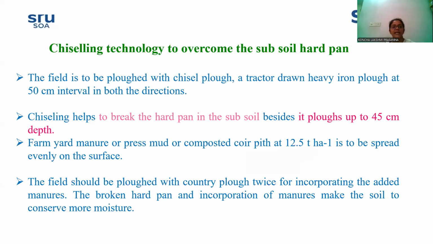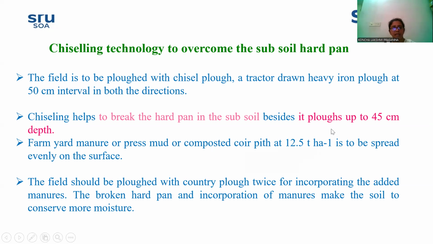Next is the chisel technology. Chisel plow technology is one of the best technologies used to overcome these subsoil hard pans. Chisel plow technology helps to break the hard pan in the subsoil, by plowing up to 45 centimeters depth.